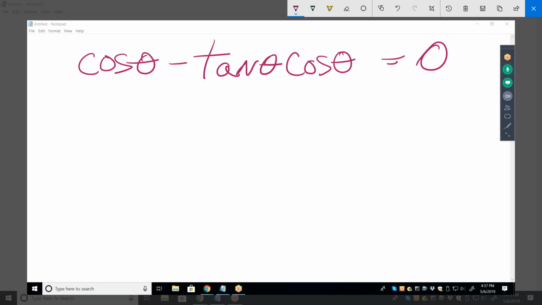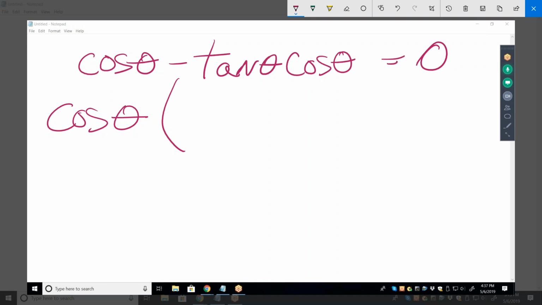In other words, the very first thing you really want to think of when you're solving trig equations is how would I solve an algebraic equation? If I had x minus xy equals 0, I would factor out the x. Well, we're going to factor out cosine theta. What's that leave? Minus tan theta. No.